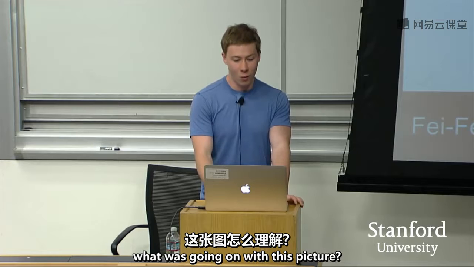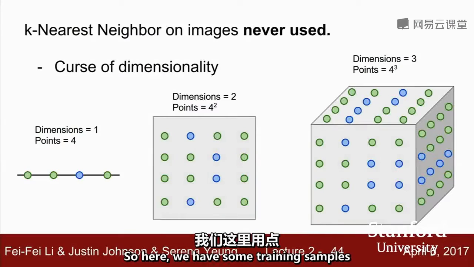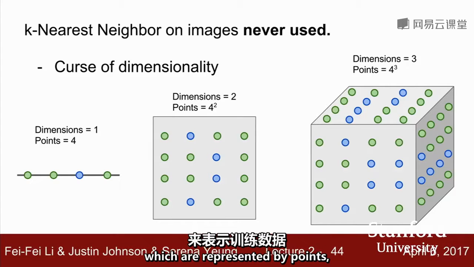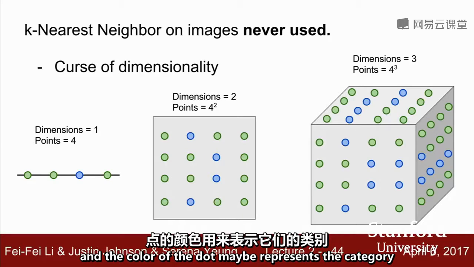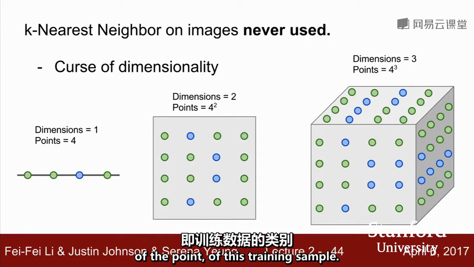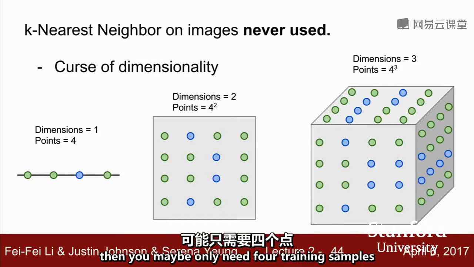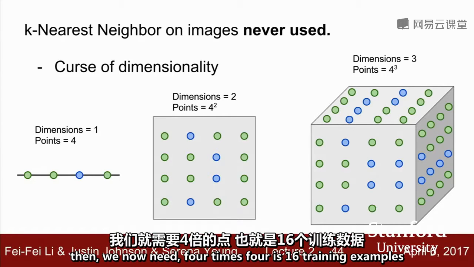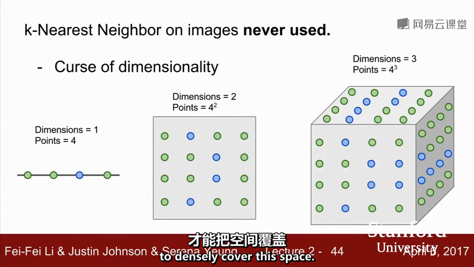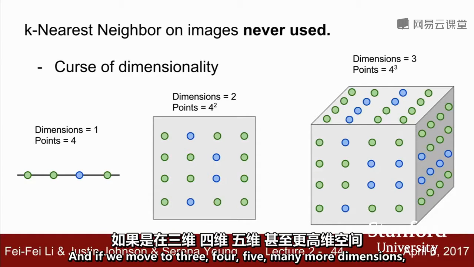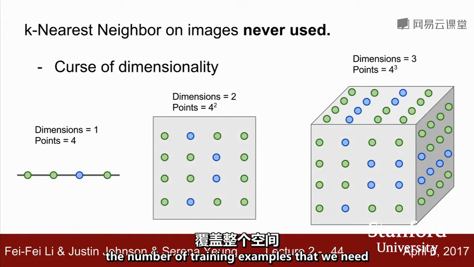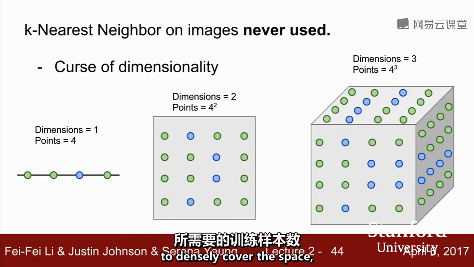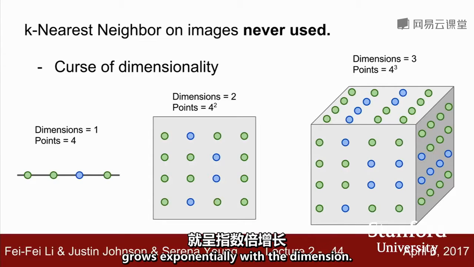Oh, sorry. The question is what was going on with this picture? What are the green and blue dots? So here, we have some training samples which are represented by points, and the color of the dot represents the category of this training sample. If we're in 1 dimension, then you maybe only need 4 training samples to densely cover the space. But if we move to 2 dimensions, then we now need 4 times 4 is 16 training examples to densely cover this space. And if we move to 3, 4, 5, many more dimensions, the number of training examples that we need to densely cover the space grows exponentially with the dimension.